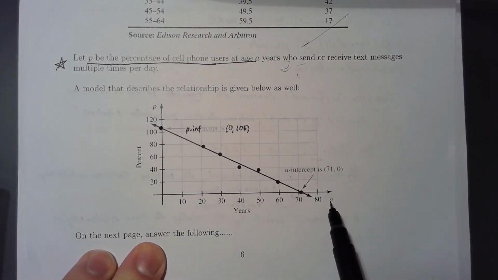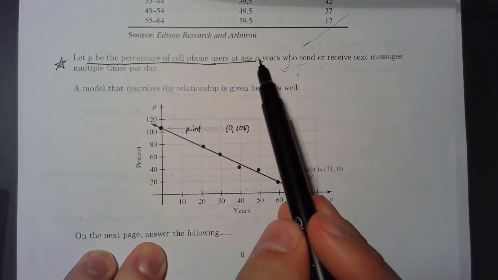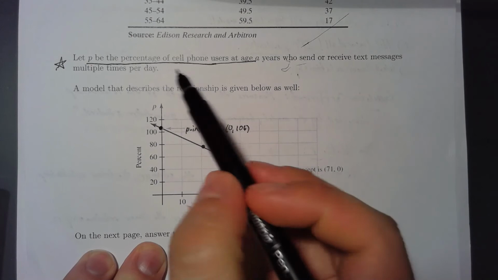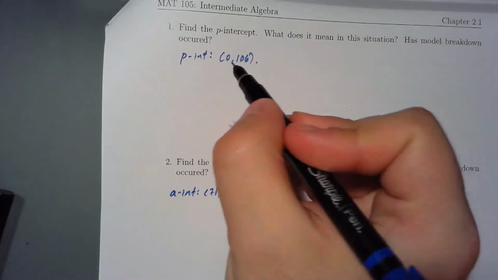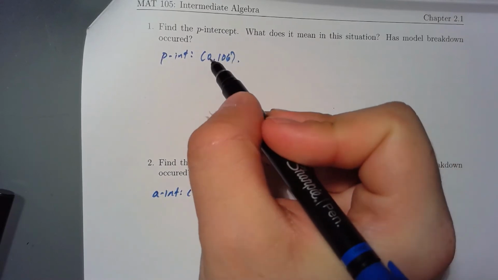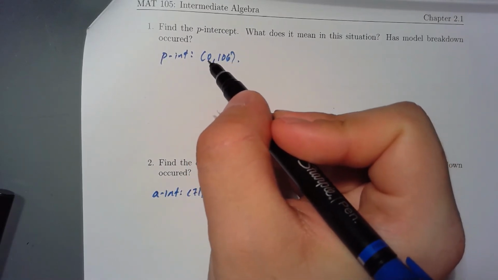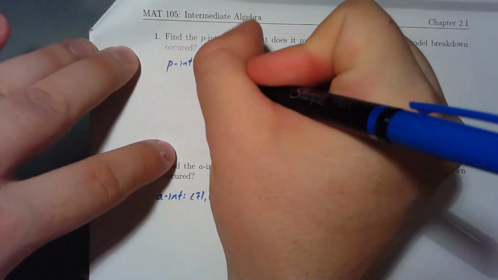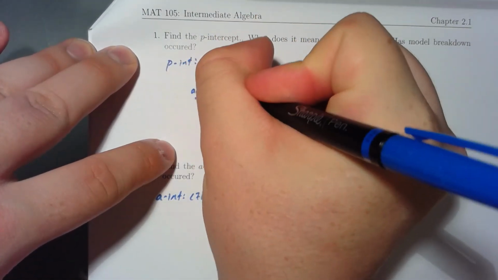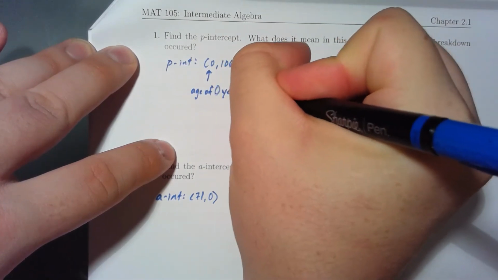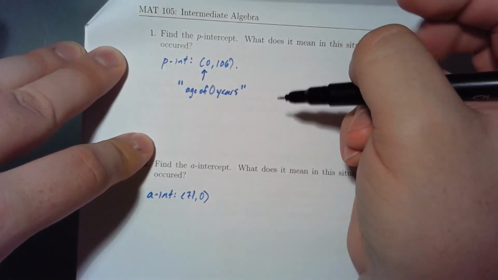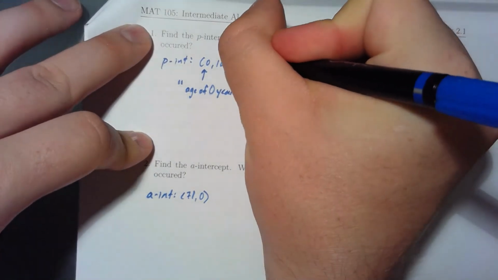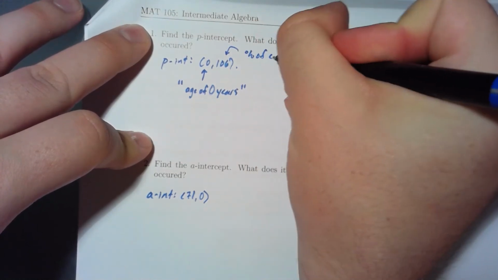So what does A represent? It's the age, A years. And P represents the percentage of cell phone users. So A is the first coordinate value. This says an age of 0 years. I'm just jotting this down to show you what it looks like. And this right here is the percentage of cell phone users.